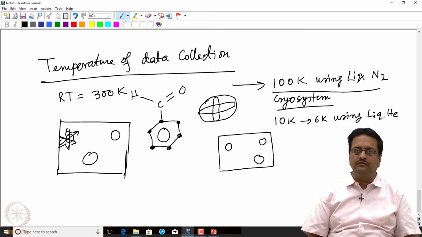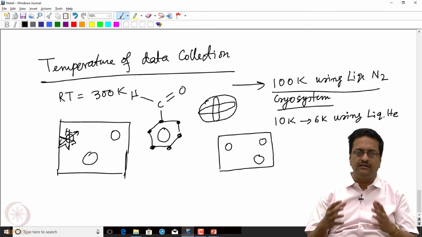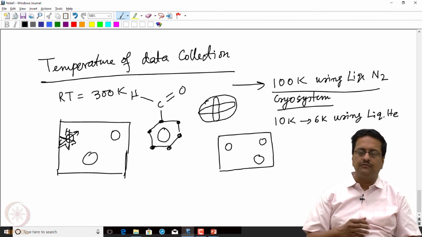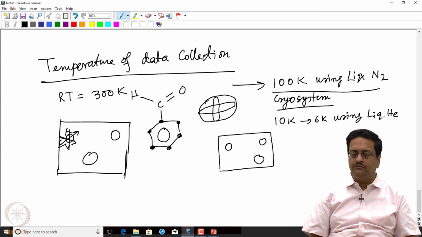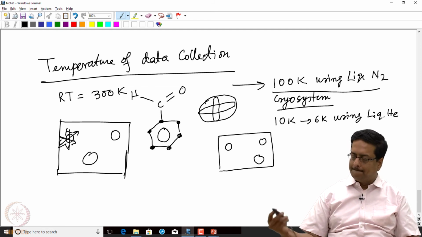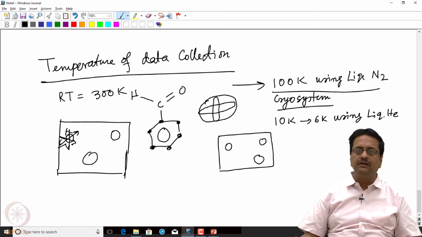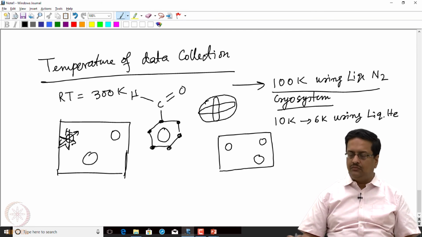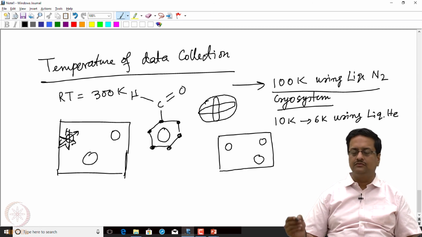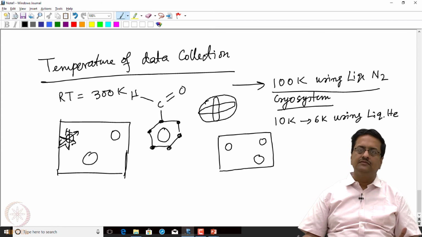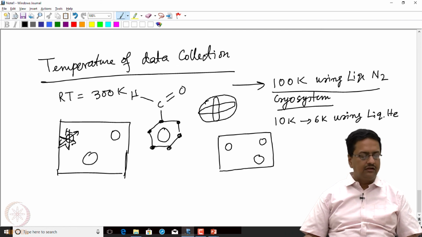Another point that might happen is that on decreasing the temperature of data collection, that is decreasing the temperature of a crystal, you are reducing the volume of the lattice, and once you reduce the volume of the lattice, the number of reflections changes. So temperature has an important role to play in data collection. The bond lengths and bond angles are also influenced by this temperature. So the bond lengths and bond angles determined from data collected at 100 Kelvin are much more reliable than data collected at room temperature. That is why we tend to collect data at much lower temperature.